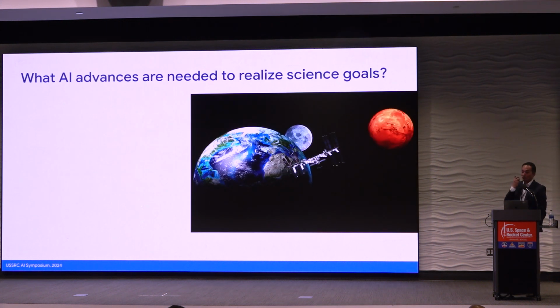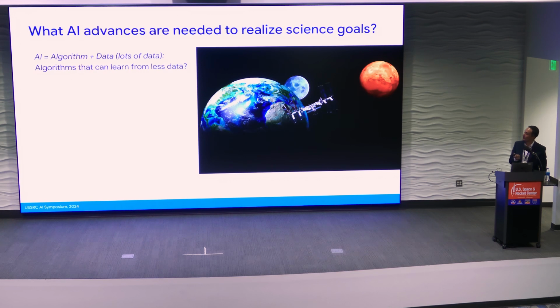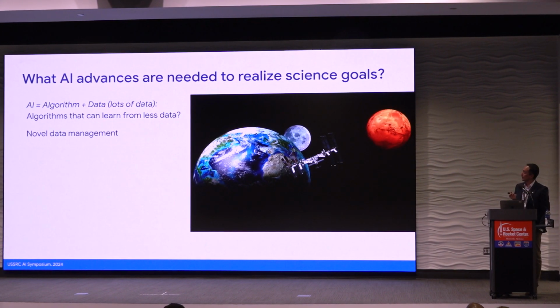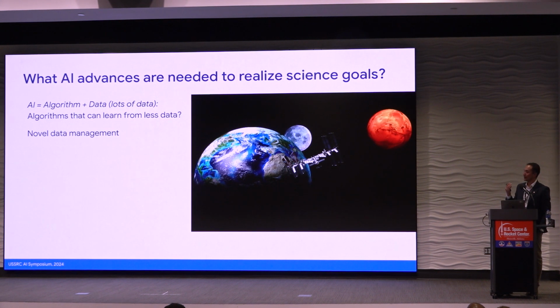Okay. So far, I've talked about how AI can help science, right? But there are AI advances that I think can help realize some of our science goals that we need to work on. So this is purely on the AI side. What can you do? AI is basically algorithmic data, lots of data. But we need algorithms that can learn from small data sets, less data sets, right? Foundation model takes a lot of data set to pre-train. The very notion of what data is important to keep versus what to throw away, right? That's a data management task that we need to solve.